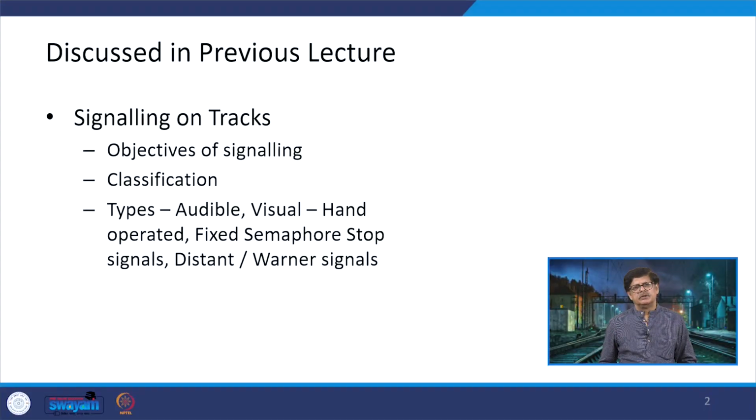Dear students and participants of the course on railway engineering, today we are going to continue with the signaling systems. In the previous lecture, we talked about the objectives of providing the signals, the broad classification of the signals used on the tracks, and then we discussed a few signals like audible signals, visual signals, and fixed signals. In the case of fixed signals, we talked about the semaphore stop signals and the permissive signals, which are named Warner signals and distant signals.